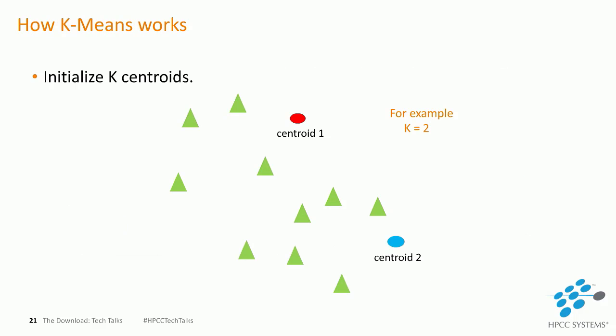With all this introduction, let's go deeper to see how KMeans works. The first step is to initialize the K centroids. Here we have one small example using K equal to 2. I randomly draw two centroids here. The red one is centroid 1, the blue one is centroid 2. And the green triangles are the samples we're trying to cluster using KMeans.